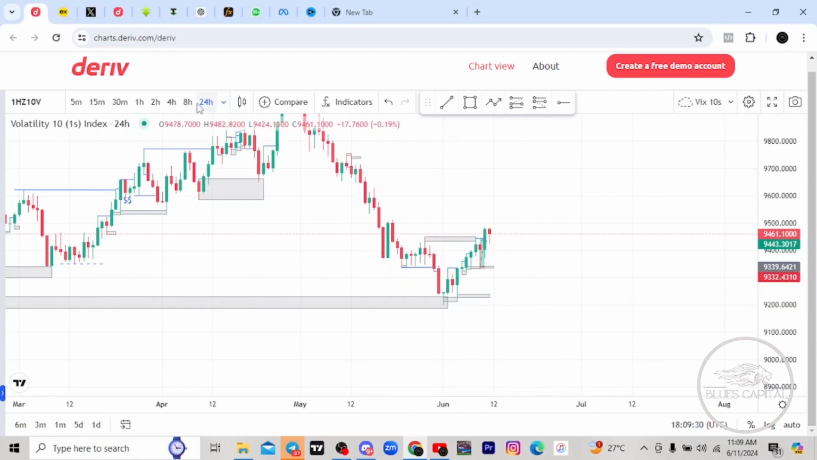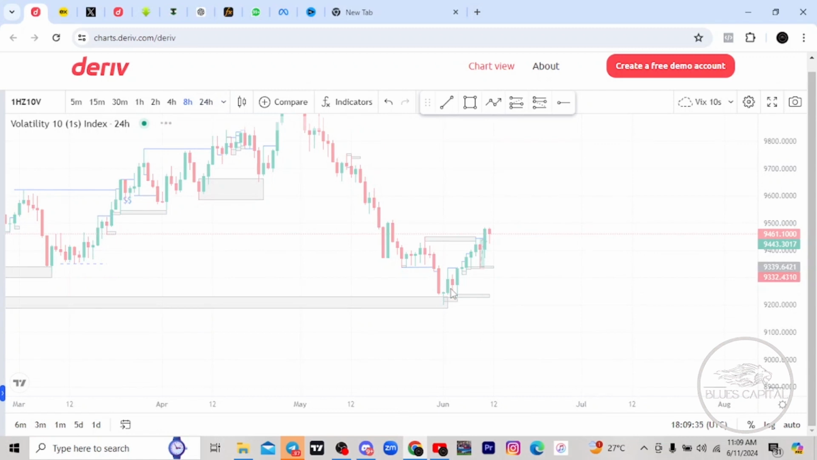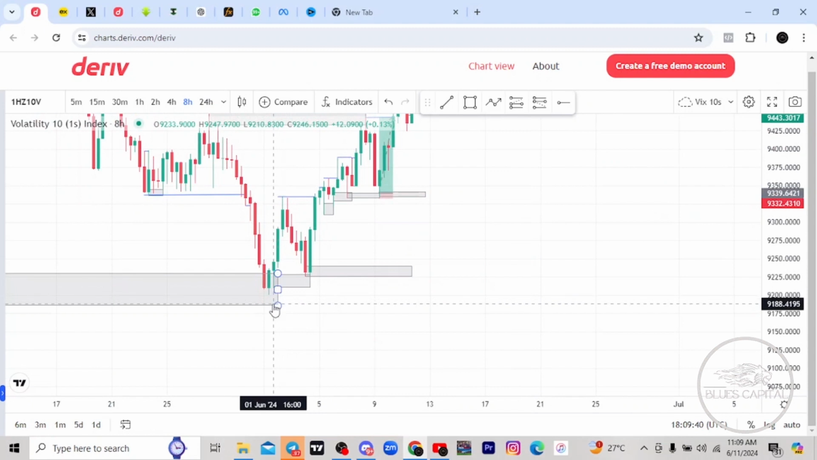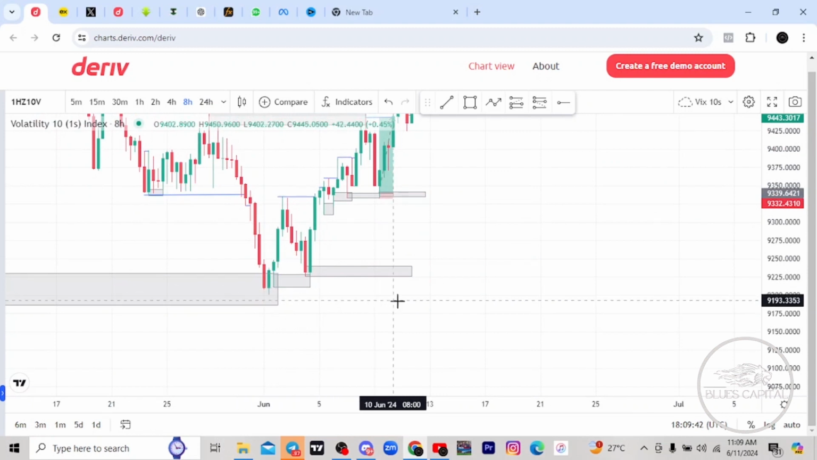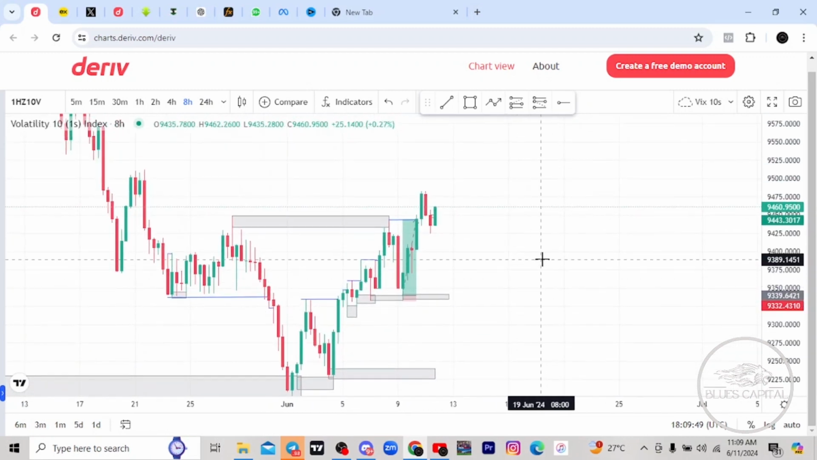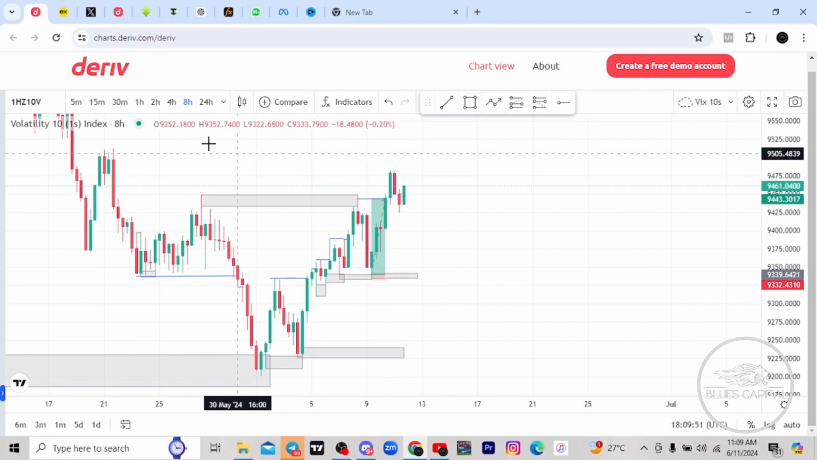Since the market respected the demand zone, I moved down to a lower time frame, which is 8 hours. That shows the market will now continue with the bullish movement. That's the uptrend. So this was the higher time frame demand zone. The market mitigated the demand zone, started making higher highs, higher lows, higher highs. All these are signs that the market is now bullish.